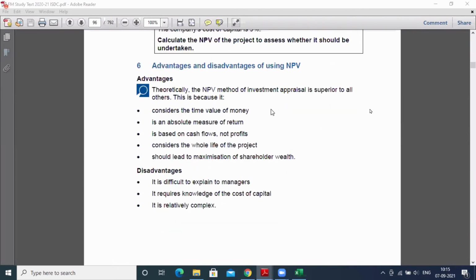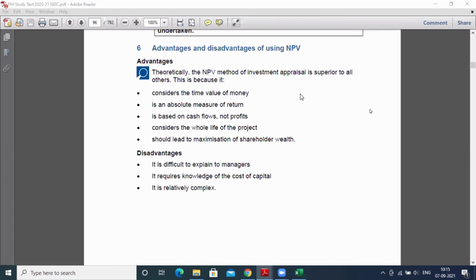Now for section A MCQs, the advantages and disadvantages of NPV are very important. So let me focus on the advantages and disadvantages part. Here, the NPV method of investment appraisal. Generally we assume that among all the investment appraisal techniques, NPV is considered a superior method, compared to the payback period or return on capital employed. So there are certain advantages.